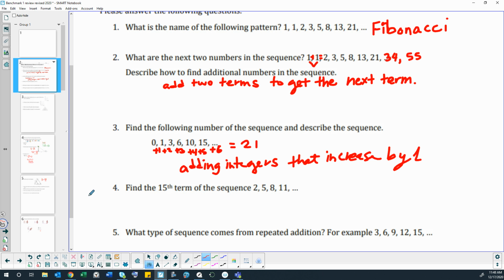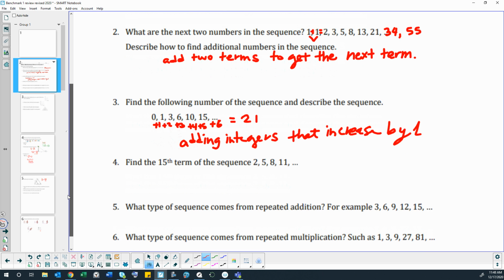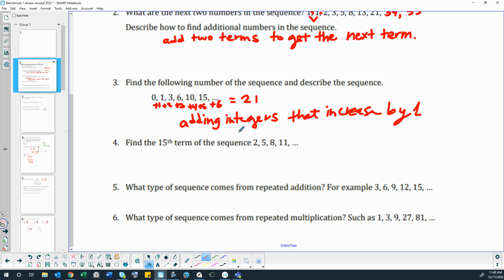Okay, find the 15th term of the sequence. So since we haven't learned a lot about these types of sequences yet, the best way to do this one might be just to write them out. So we have term 1, 2, 3, 4. So if we want the 15th term, we got to figure out what the pattern is first. It looks like getting from 2 to 5 and 5 to 8 and 8 to 11, all of those it's adding 3. Doesn't that seem reasonable? Like it's adding 3 each time? So if it's adding 3 each time, we want to add 3.